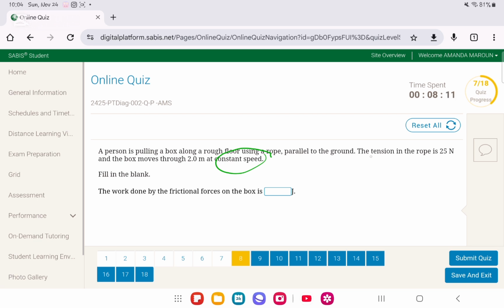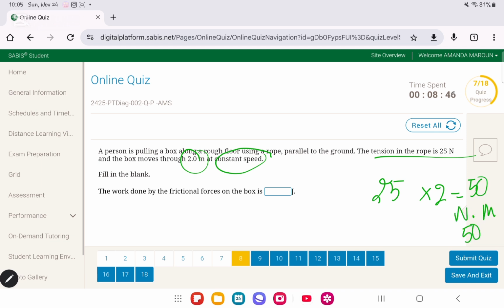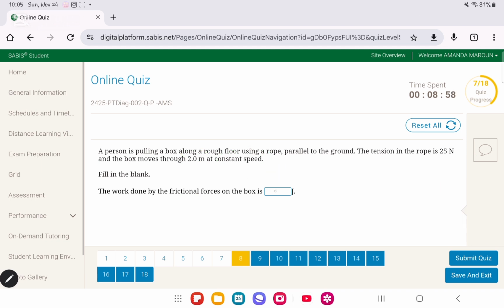Okay, that means if we find the work of tension, then very simply we will find the work of the frictional forces, but it has to be in the opposite direction. The work of tension, okay, is gonna be the force, 25 newtons, multiplied by the distance, which is 2 meters. So it is 50 newton meters, or 50 joules, okay? One thing we should know is that frictional forces are resistive. So since they are resistive, we are gonna put negative. So it's gonna be negative 50 joules.